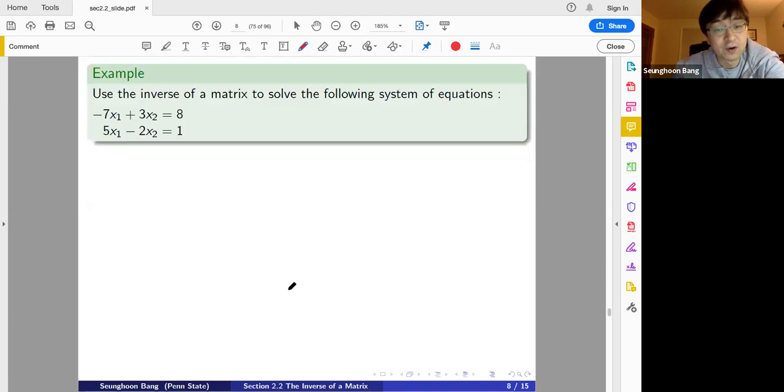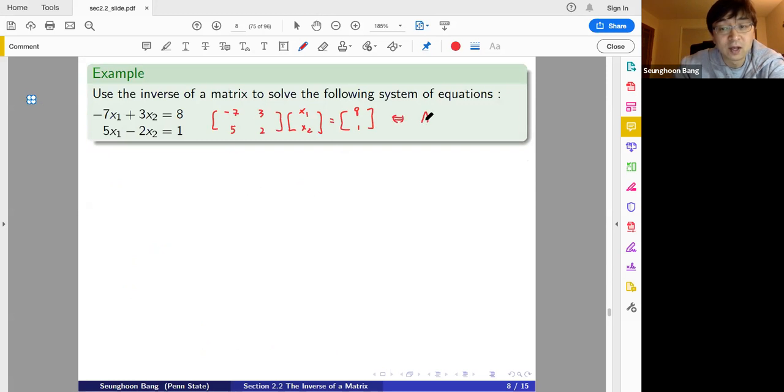Use the inverse of a matrix to solve the following system of equations. How can you do that? You can change this to matrix form. We have -7, 5 as the first column, and 3, 2 as the second column. You can then make matrix A times x1, x2 equals vector B, 8, 1. This is the whole idea. So this is the same as A times x equals vector B. Next, you have to find the inverse of A.